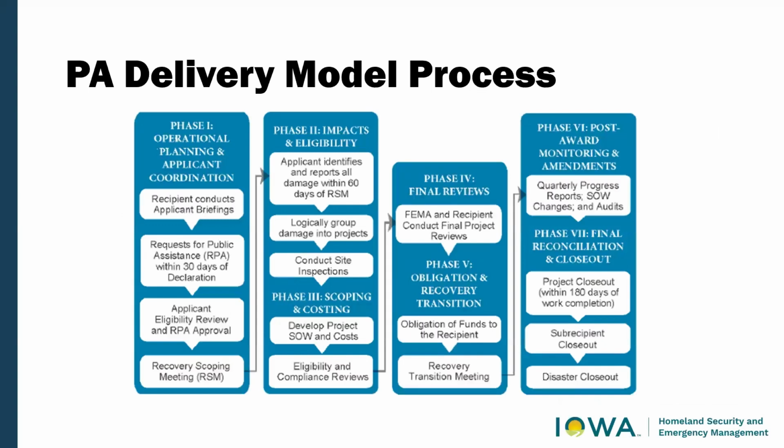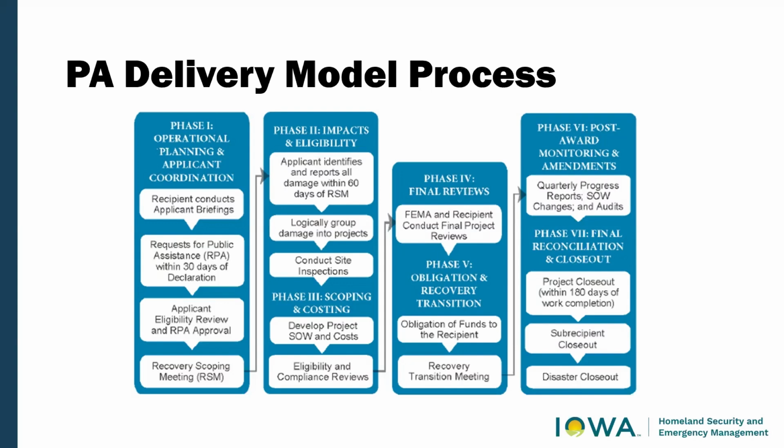So how does the PA delivery model work? The general life cycle of the disaster recovery of the PA program is organized into phases. After the presidential declaration, we have our applicant briefing. Within 30 days of the declaration, you need to request for public assistance through our EM grant system. The state and FEMA then review the RPA to confirm the organization's eligibility.